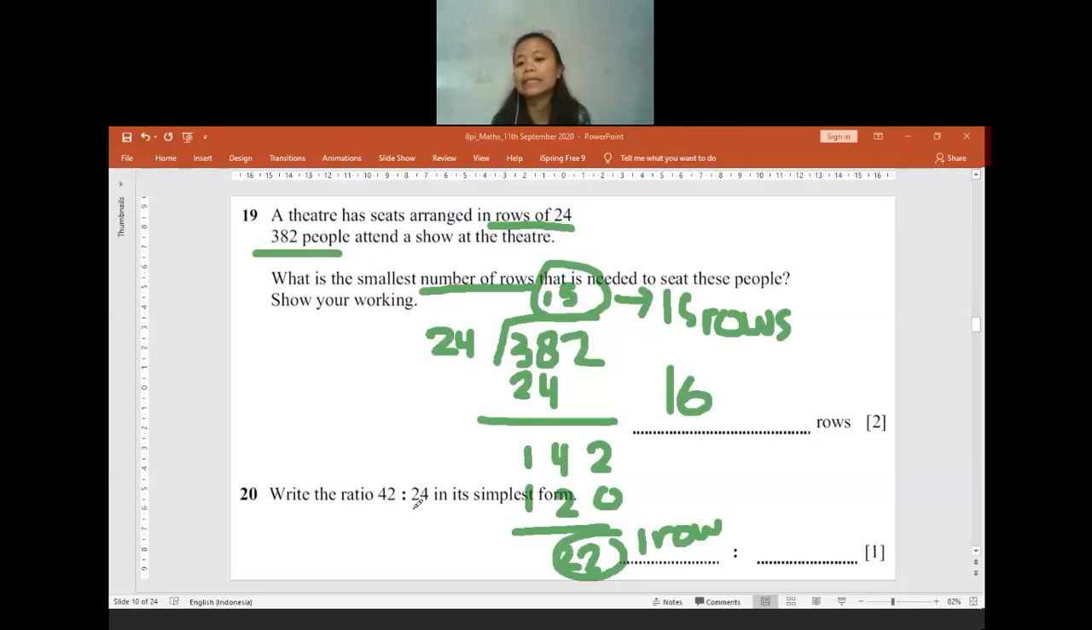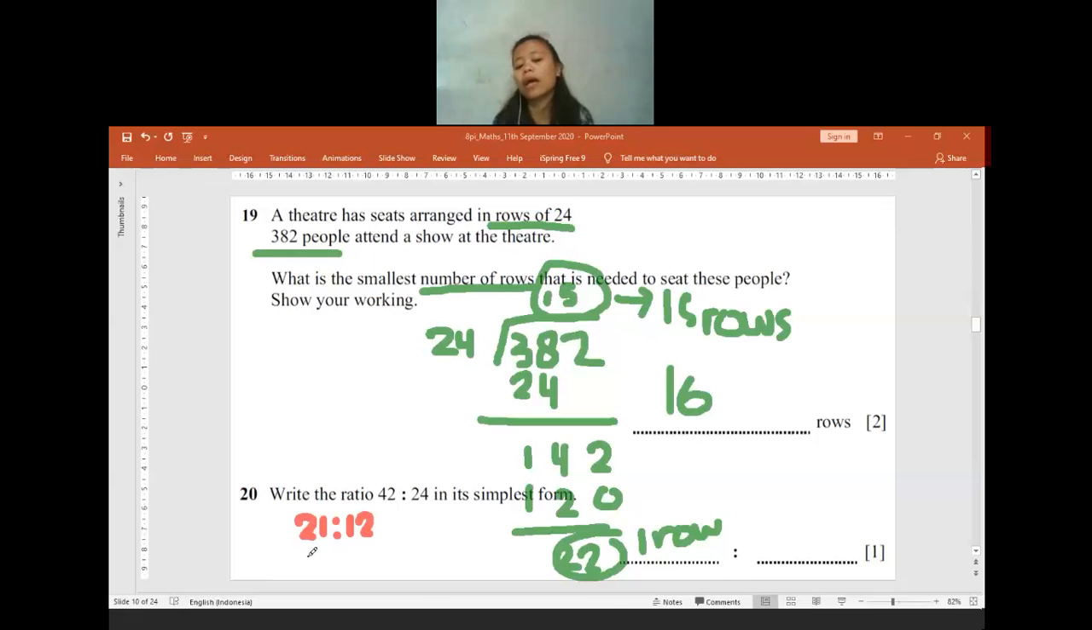For question 20, write the ratio of 42 to 24 in the simplest form. If it is in simplest form, you can simplify by dividing both by the same number repeatedly. Like 42 and 24, maybe you can divide both by 6 first. Or if you get confused, you can simplify by dividing each number by 2. 42 divided by 2 is 21. 24 divided by 2 is 12.